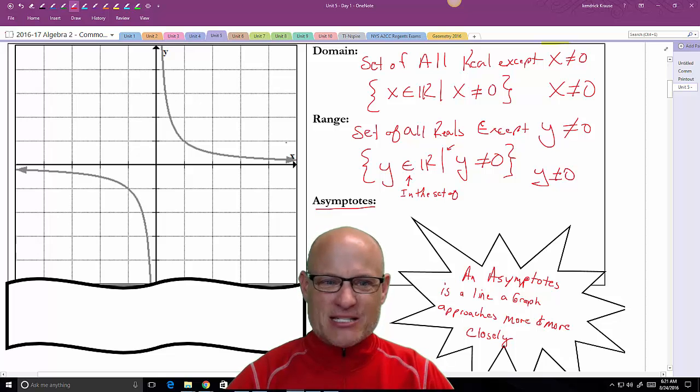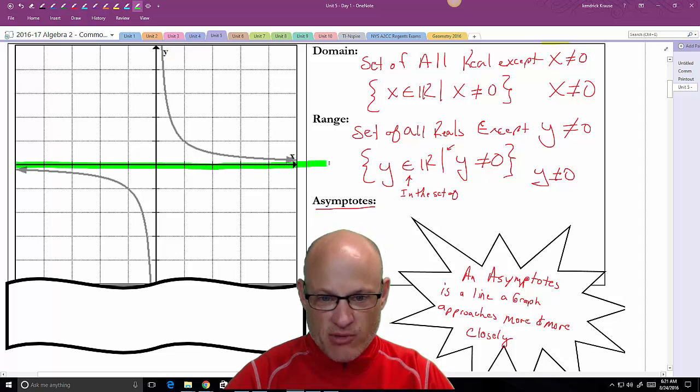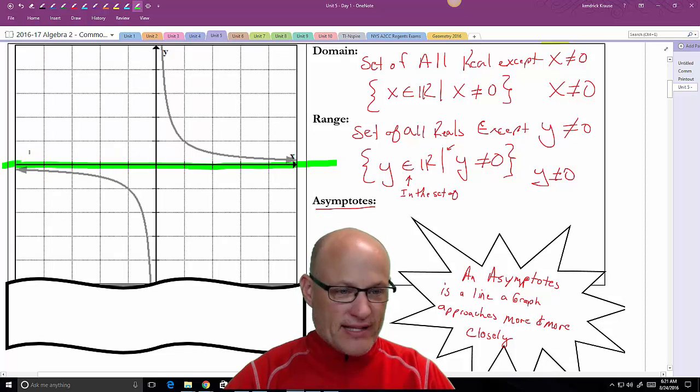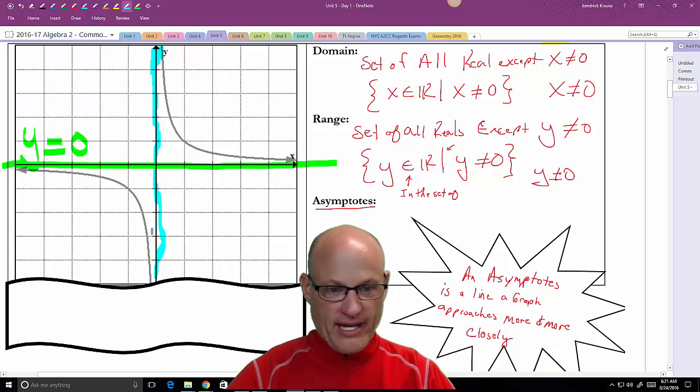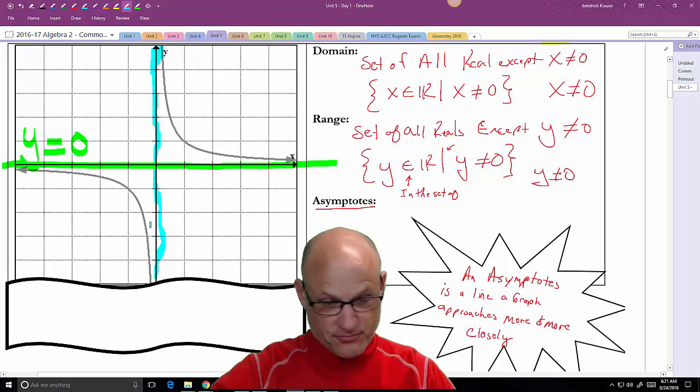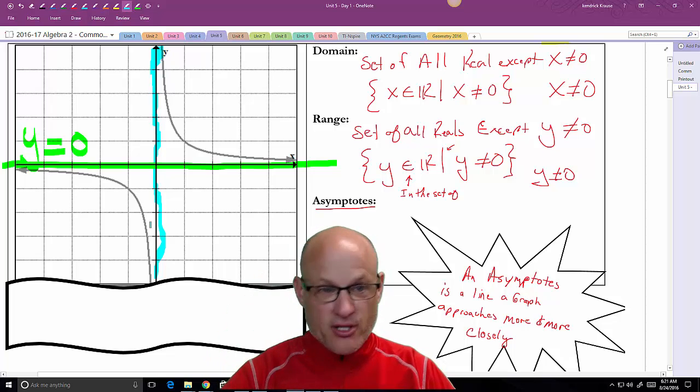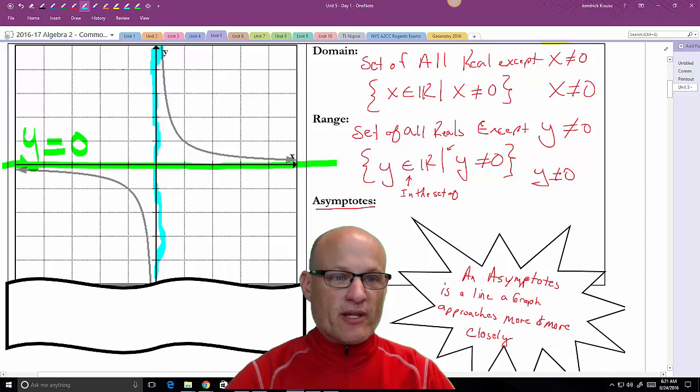So let's think about what our asymptotes are. I'm going to draw one in green. Remember how we were trying to get closer and closer to this line, but we never quite got there? Well, that's the line y equals 0. So that's an asymptote. And then we're also trying to get closer and closer to this line, but never touch it. And so that is a vertical asymptote. The green line is a horizontal asymptote. The blue line is a vertical asymptote, and the equation to that line is x equals 0.